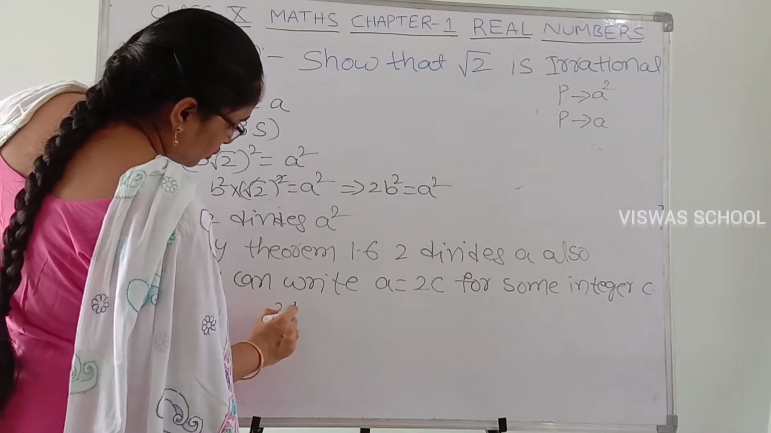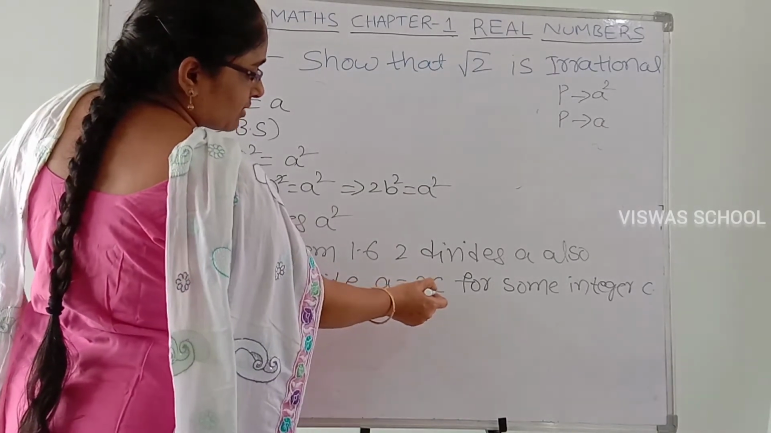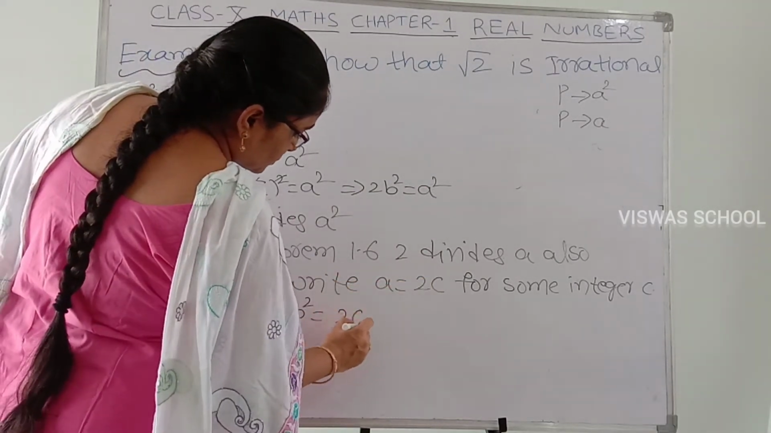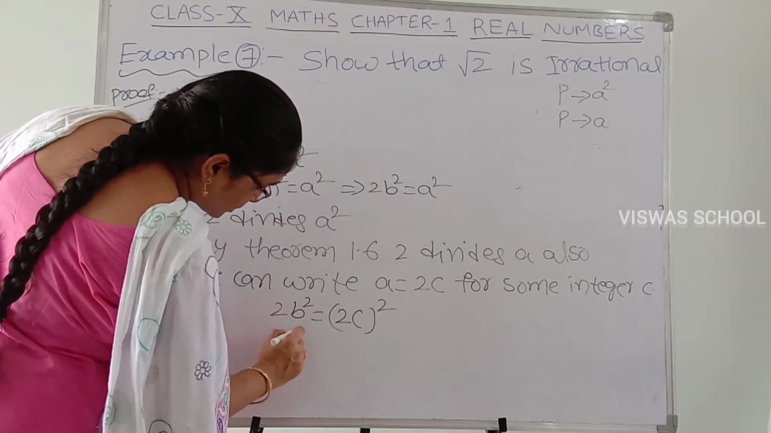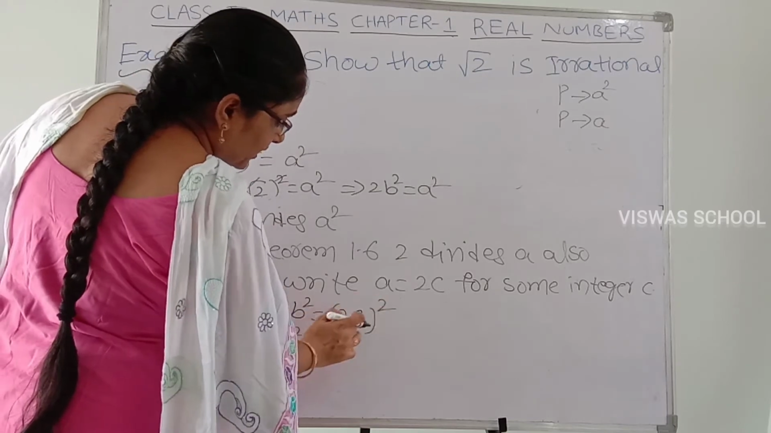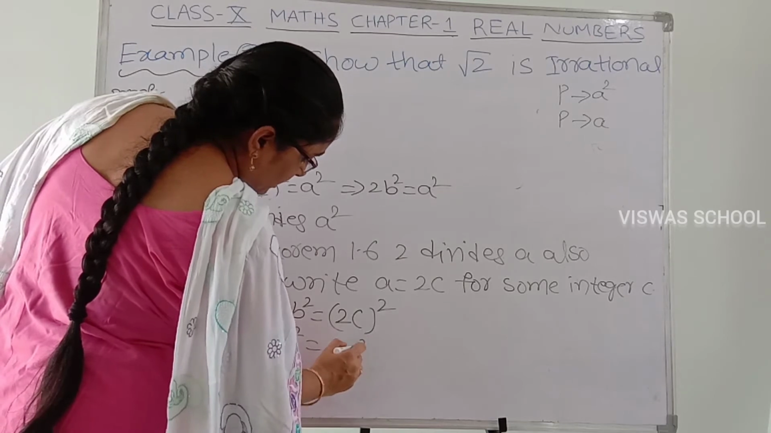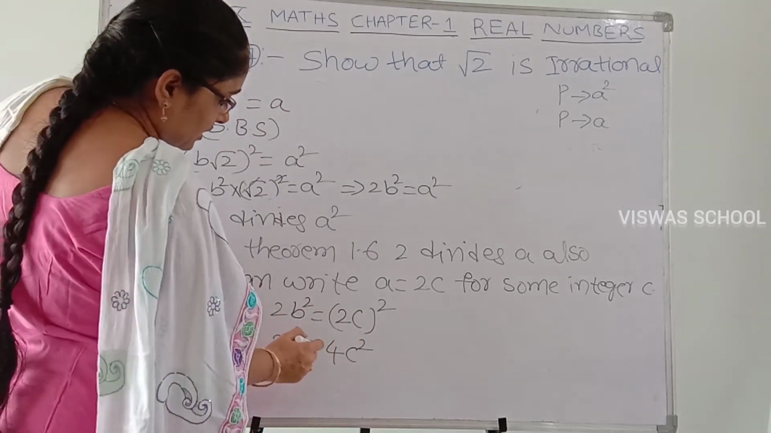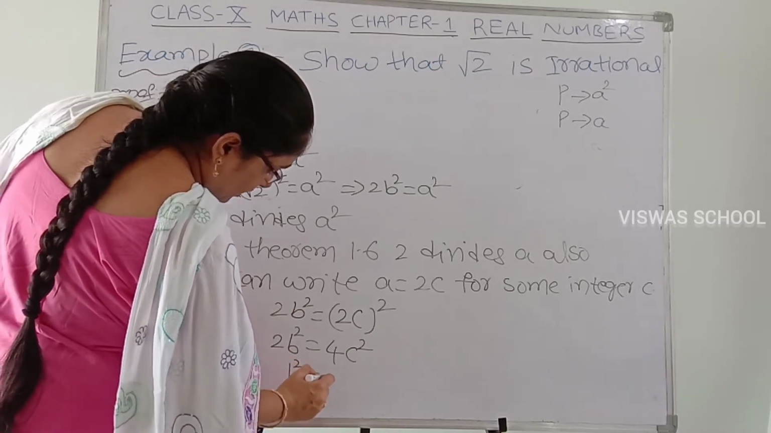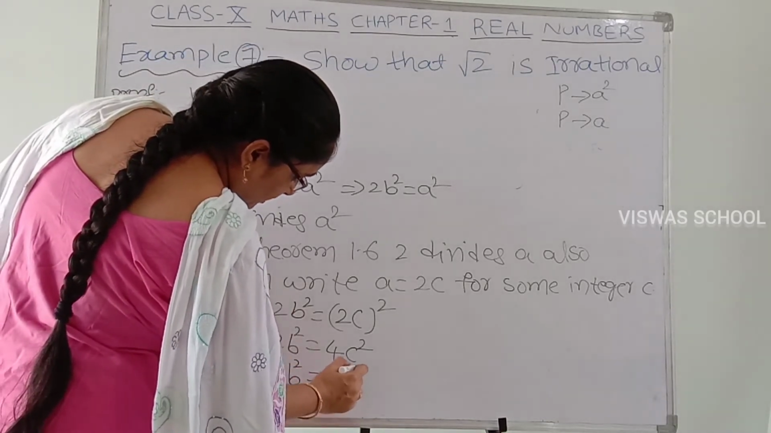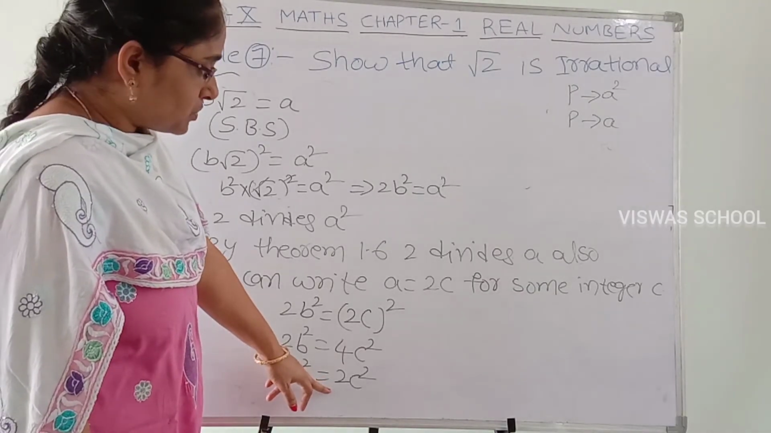Already we know that 2B square is equal to A square. In A's place the value is 2C, that is 2C whole square. That is 2B square is equal to 2 square into C square. 2 square means 4, so 4C square. That means B square is equal to what? B square is equal to 2C square.